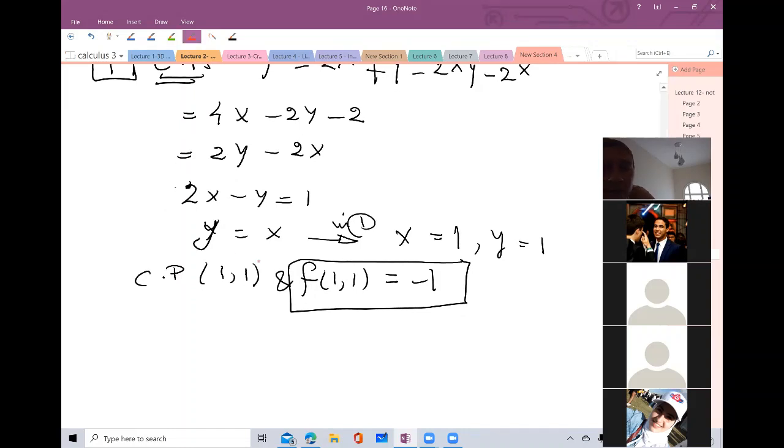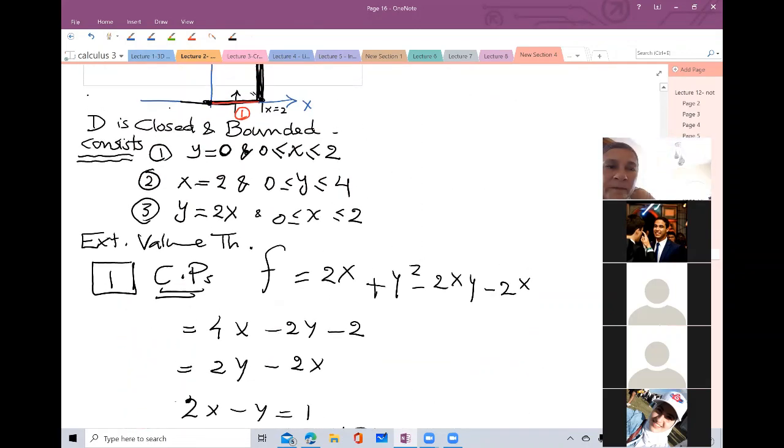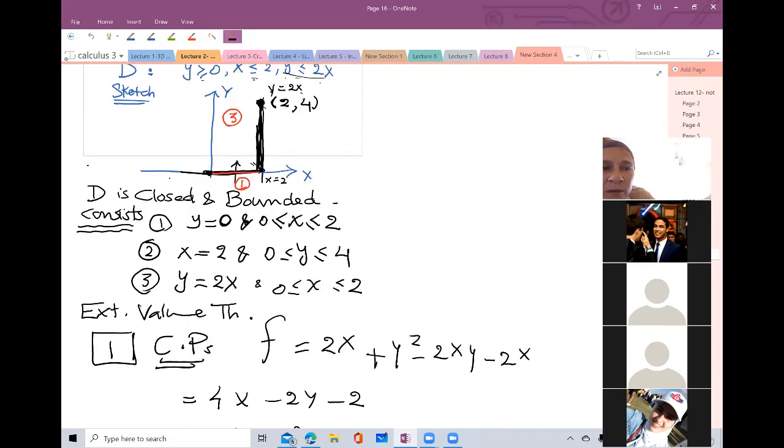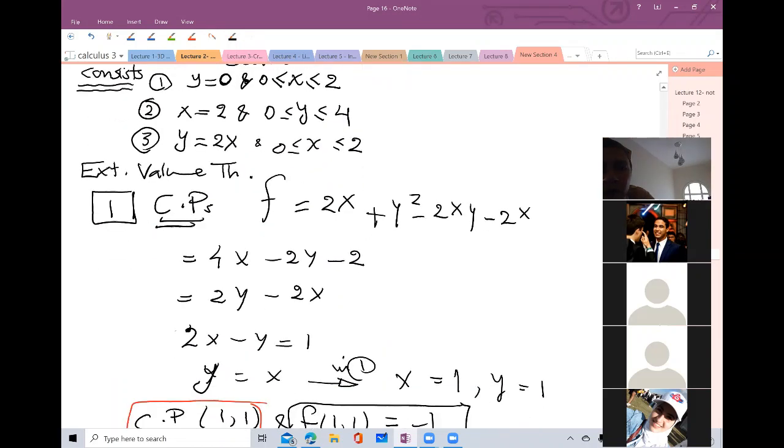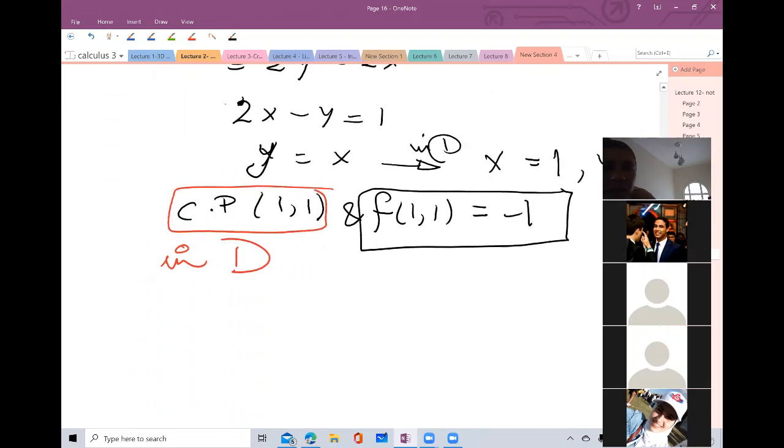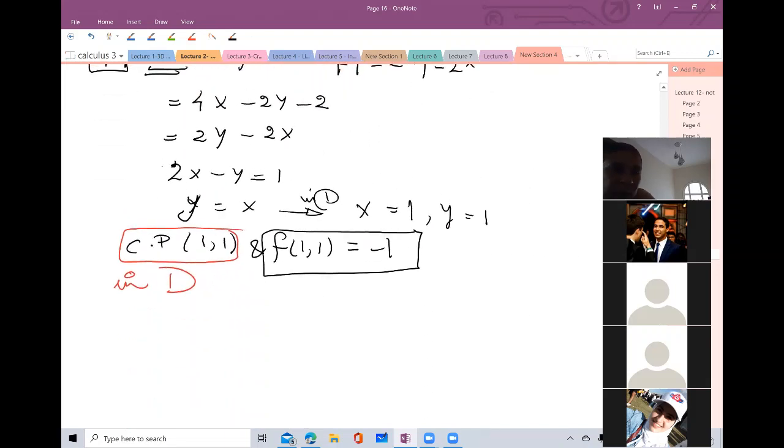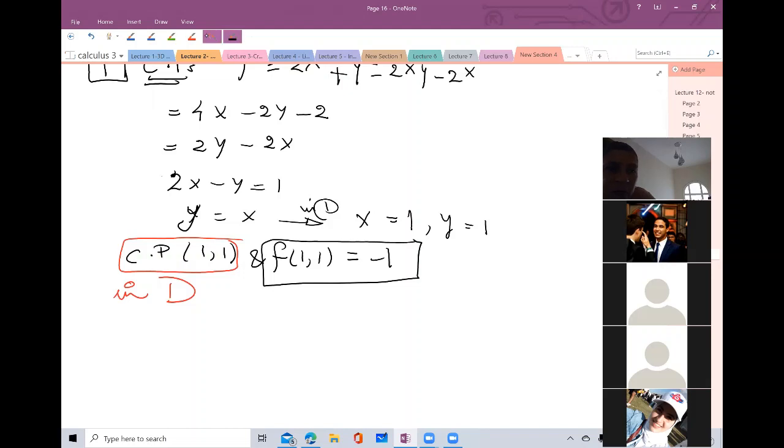Sorry, I forgot to mention that when I got my critical point I must make sure it lies in the domain, in the set D. Is it in the set D? When I look at my problem, I find that the point (1, 1) is indeed inside D. So yes, I'm okay with it and I will need this point. If it's outside, I don't care about it and I don't do anything with it.